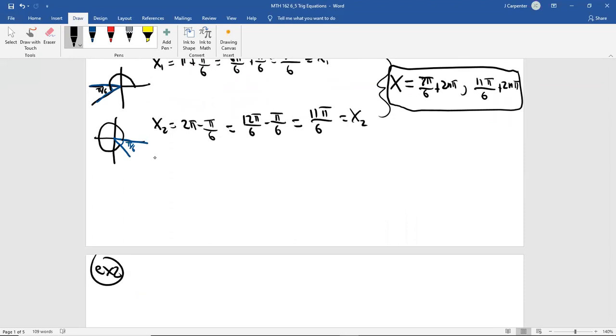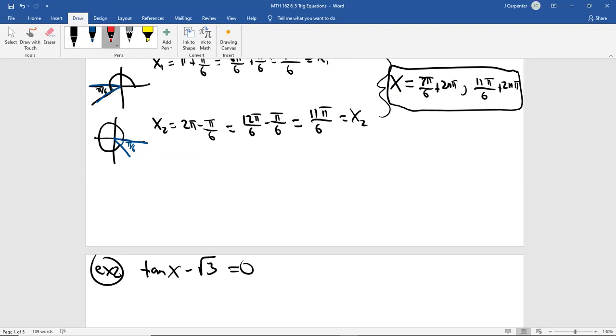Example 2. Let's do tangent of x minus square root of 3 equals 0. I stopped writing. I did not write on 0 to pi or 0 to 2 pi or anything like that, so there are no restrictions, which means there should be infinitely many answers. So we're going to have to add one of those things to our course.